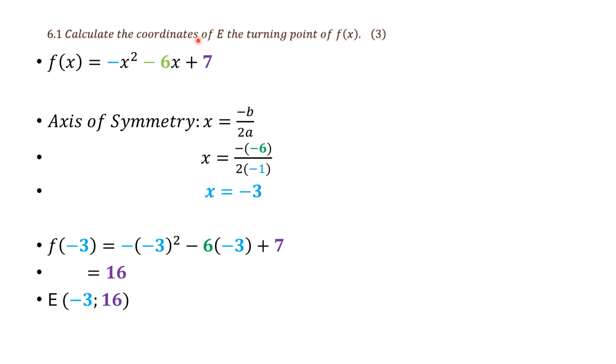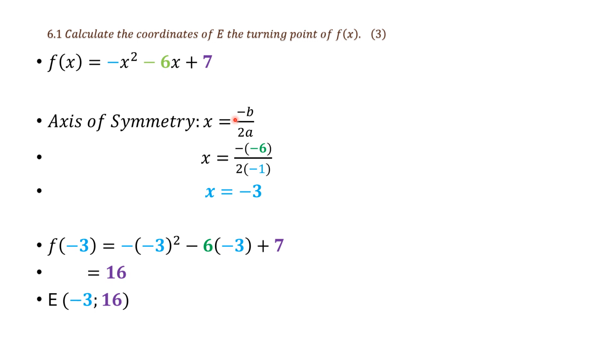6.1, calculate the coordinates of E, the turning point of f of x for 3 marks. So first we always have to find the axis of symmetry when we find the turning point. So for axis of symmetry, we will always use the equation x equals minus b over 2a. So remember, in front of x squared is my coefficient, which is a. The coefficient in front of x is my b, and the coefficient after that is referred to as c. So a here is minus 1, b is minus 6, and c is 7.